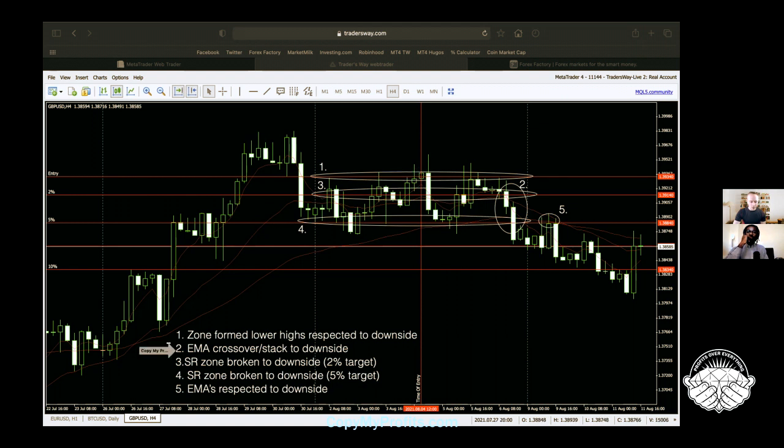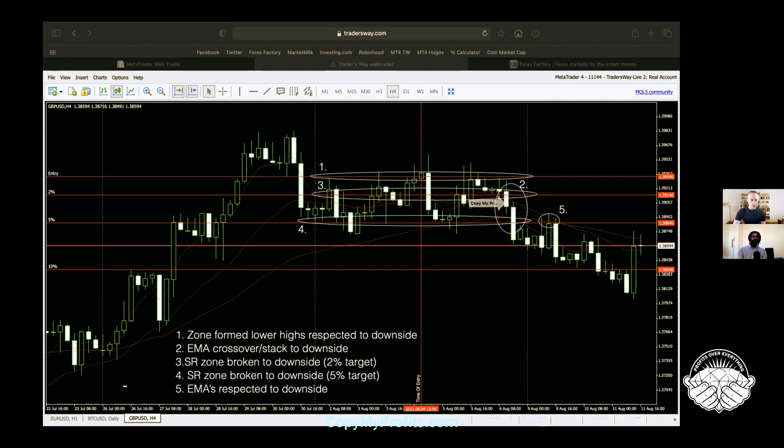Reason number 2, we had the EMA crossover and stack to the downside. So you can see right here, we had the lower time frame EMAs crossing over the higher time frames and stacking to the downside. So we were pretty confident with that as well, that this was going to continue down. Reason number 3, the SIR zone was broken to the downside, which was our 2% reward target. So you can see right here, we had this zone being formed right here. We actually broke out of that zone, hit our 2% reward target, had this bearish candle that actually pushed us down beyond that zone.